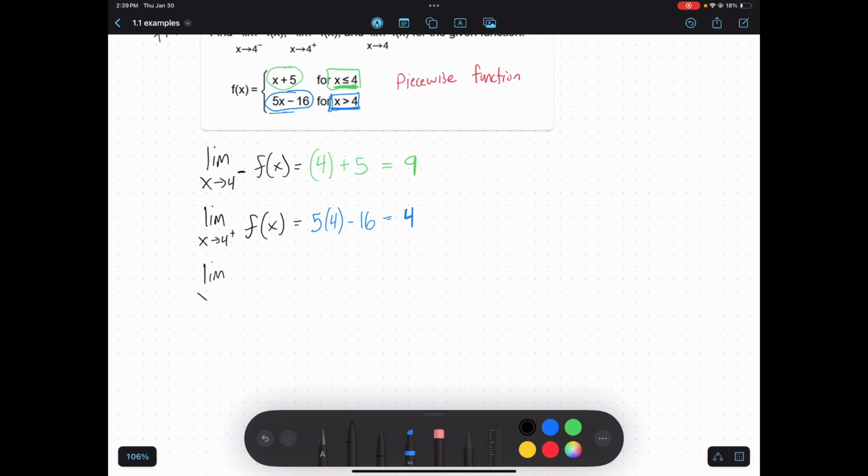Based off of those results, what's my limit if I don't specify a direction, my overall limit? Well, in this case, it doesn't exist. Why not? Because the limits from either direction were not equal, right? 9 did not equal 4. Since those were not the same, then the limit does not exist.